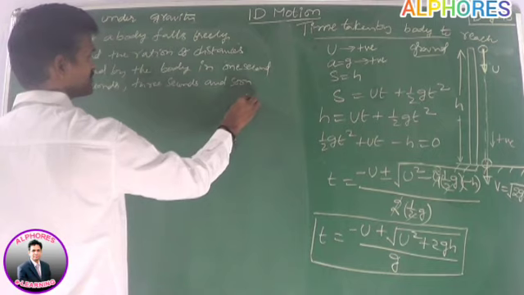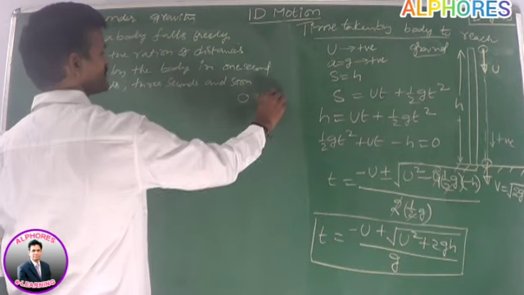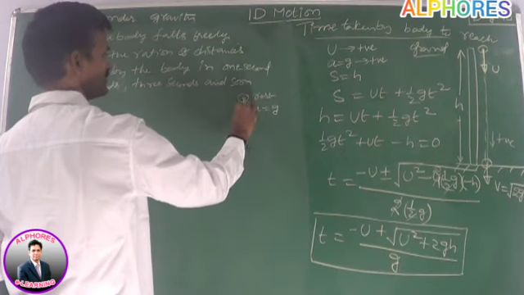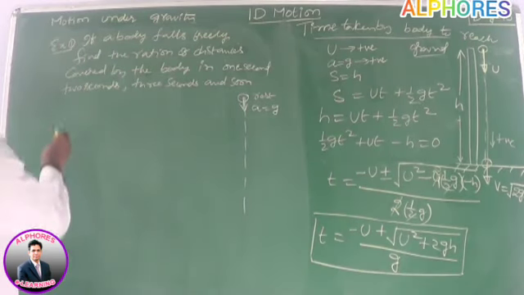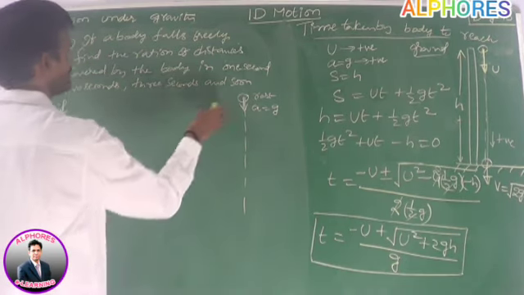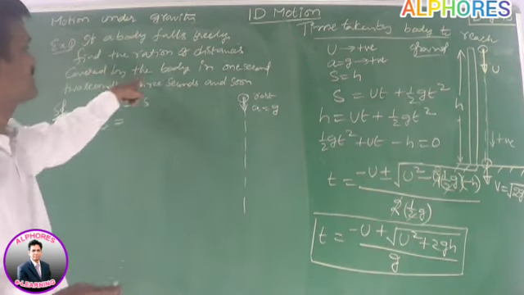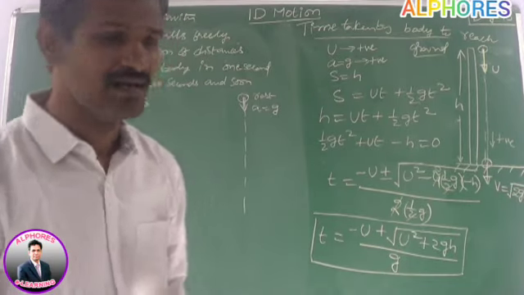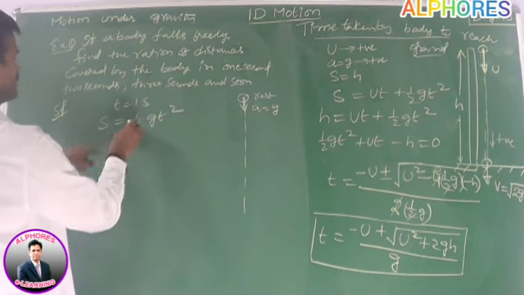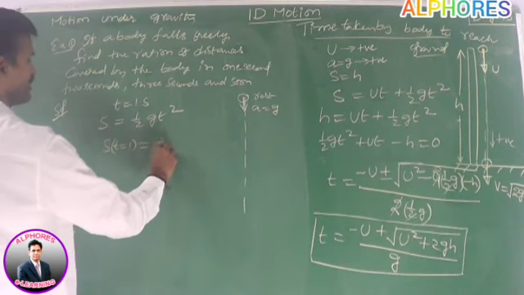For this, I am considering a body falling freely, so it starts from rest. Its acceleration is g. It falls freely. So this is the solution. We already know the equation. They are asking the distance traveled in various seconds, so I am using s equal to half g t square. When t is equal to 1, s at t equal to 1 is half g.